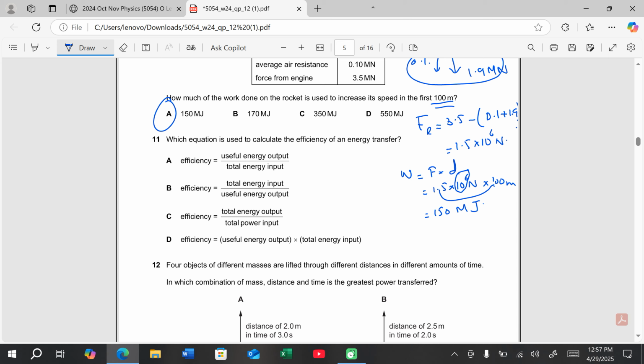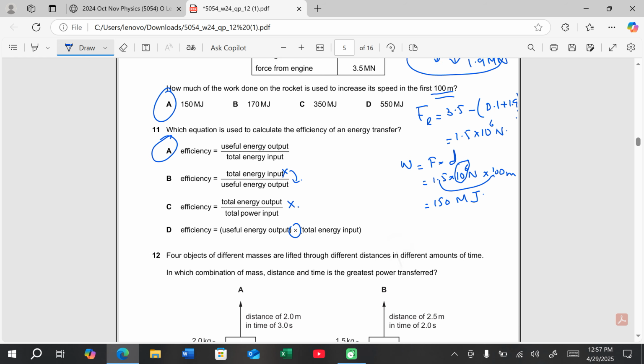Another one says the total energy input, that should be in the denominator, but it is in the numerator, so that's wrong. You can say they need to replace each other. You need to take the reciprocal of this. In C it says total energy, and in the denominator it says total power. Either it's both powers or it's both energy, so that's why C is also wrong. D says multiplication, it's not, it's division, so A is the right answer.